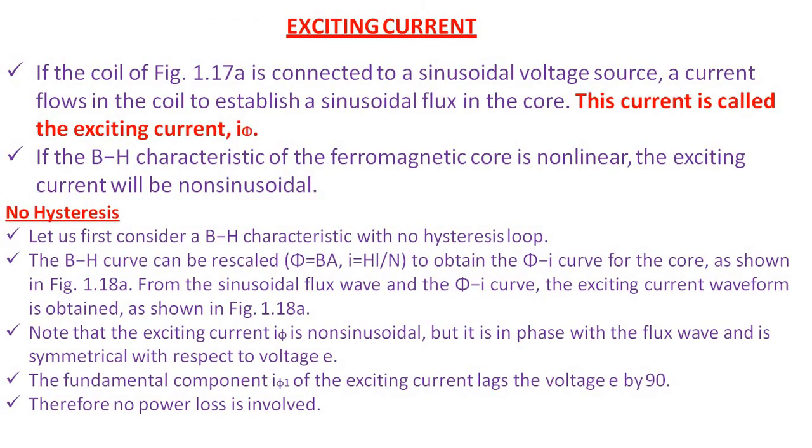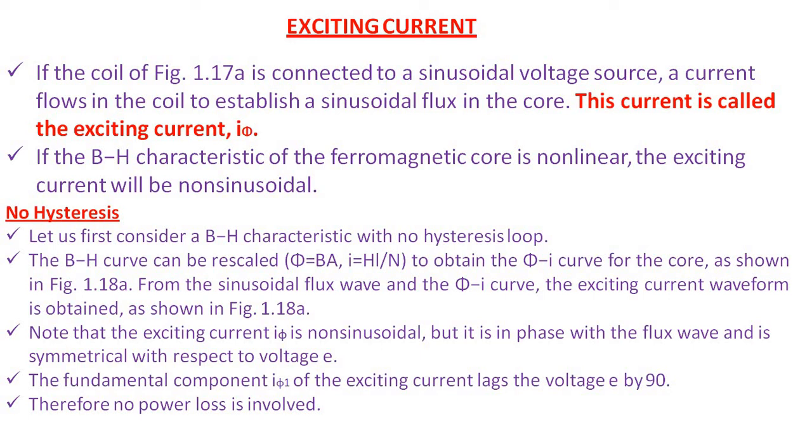Exciting current. If the coil of figure 1.17 is connected to a sinusoidal voltage source, current flows in the coil to establish sinusoidal flux in the core. This current is called the exciting current I phi. If the B-H characteristic of the ferromagnetic core is non-linear, the exciting current will be non-sinusoidal.